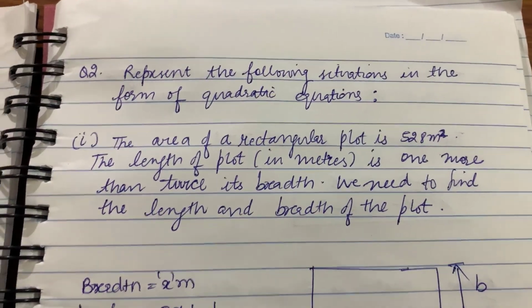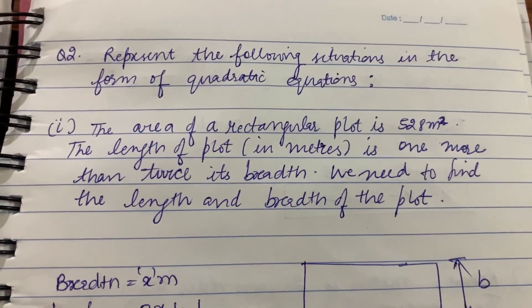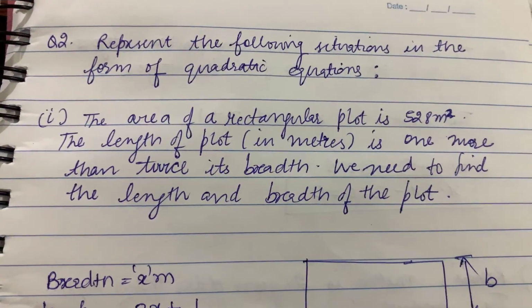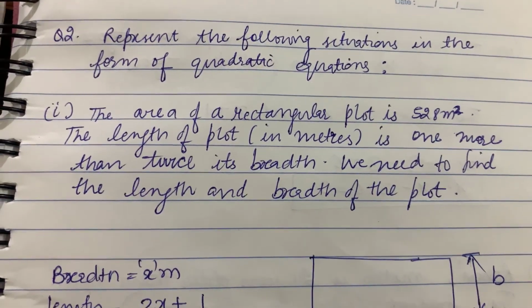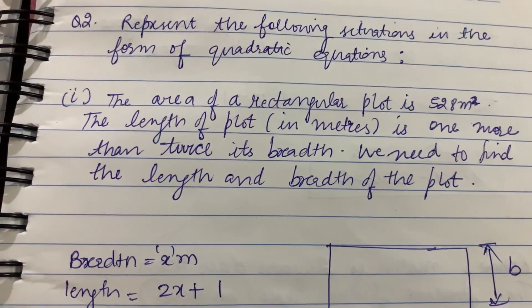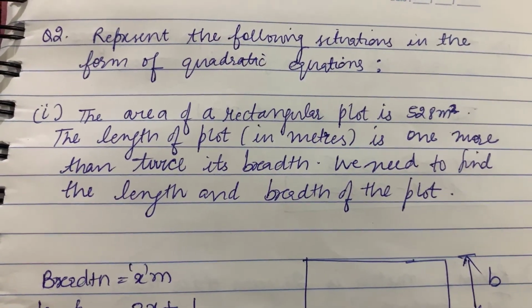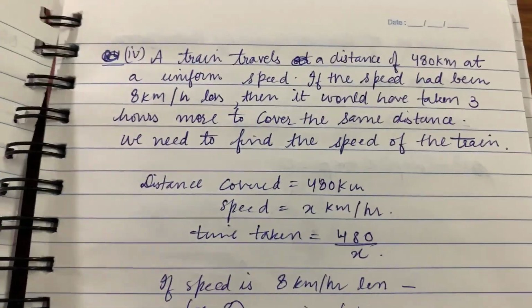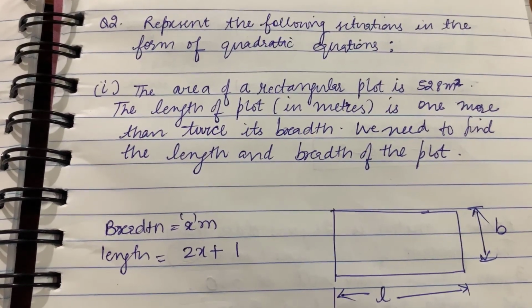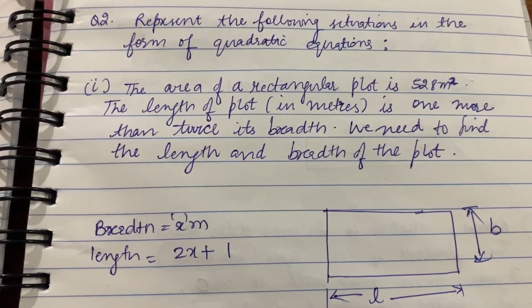So now question 2 of exercise 4.1, NCERT book, class 10th. Represent the following situations in the form of a quadratic equation. So what we have to do in this question, we are given a situation and we have to convert it into the form of a quadratic equation. The area of a rectangular plot is 528 meters square. The length of the plot in meters is 1 more than twice its breadth. We need to find the length and breadth of the plot.